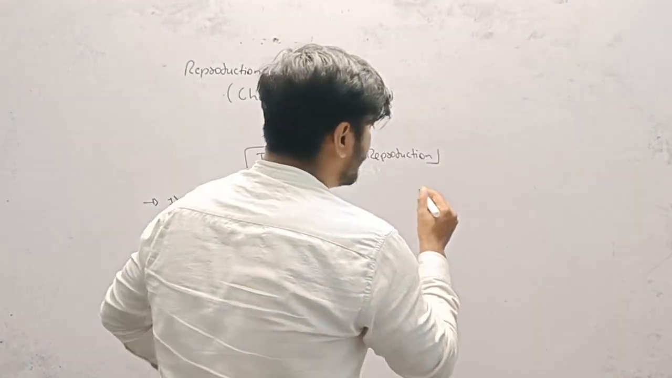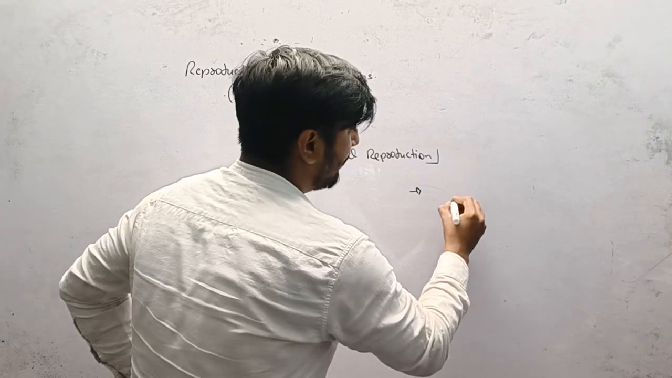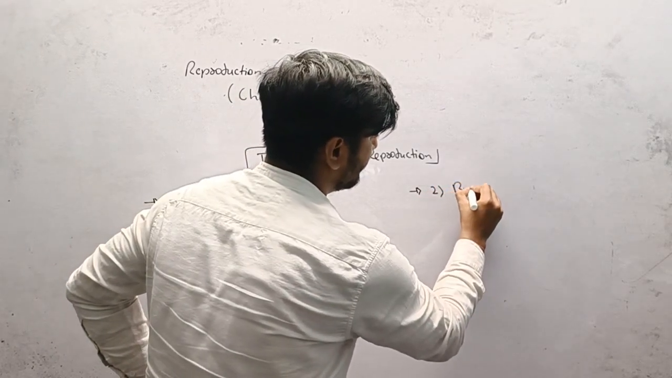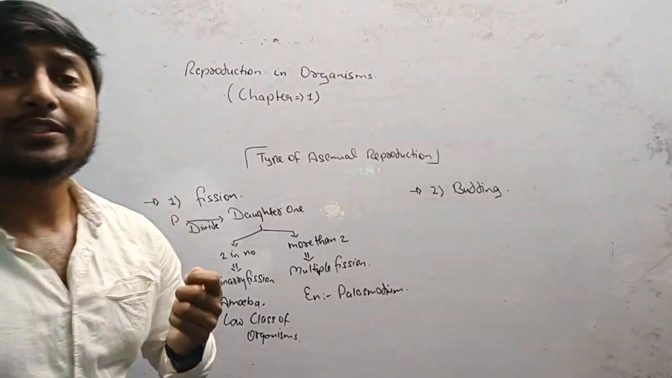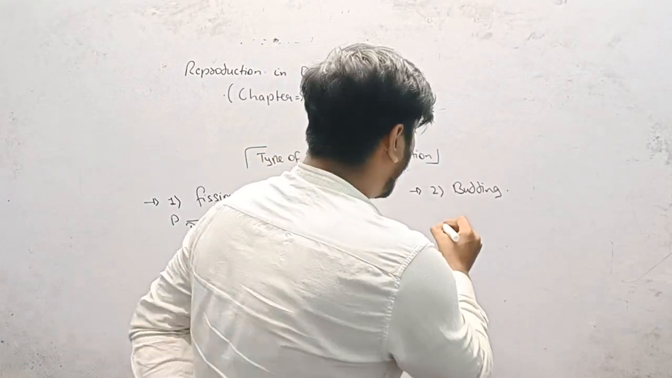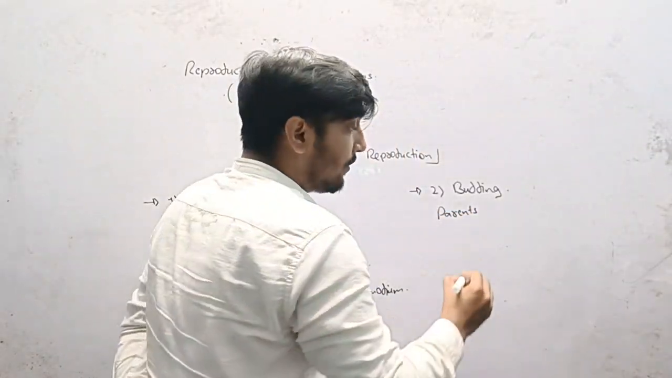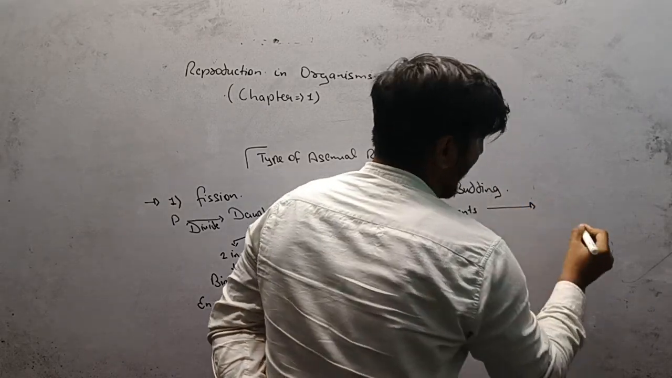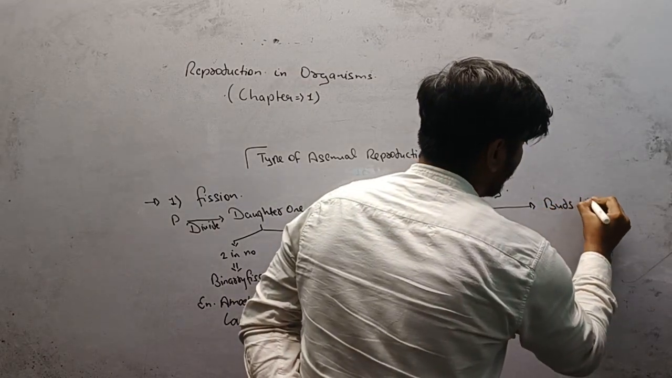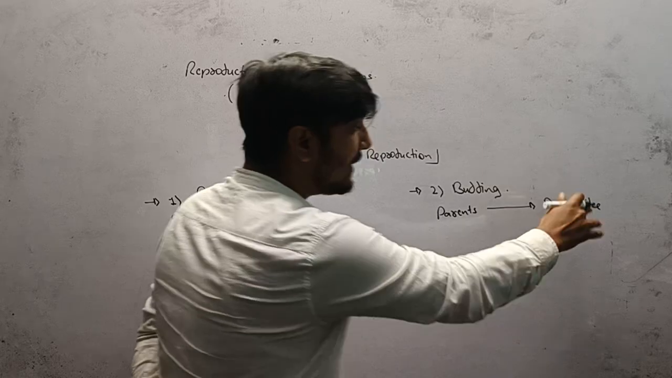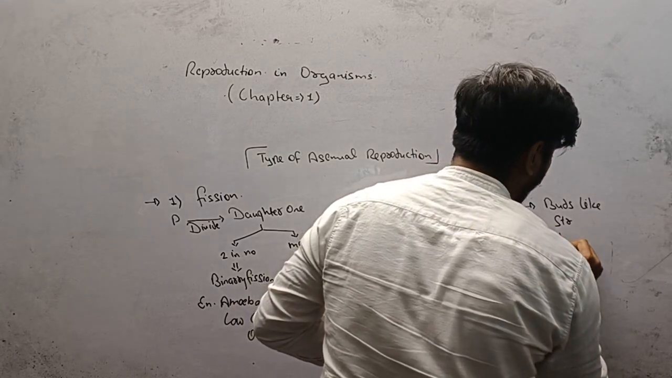The second term used during asexual reproduction is budding. In this process of budding, the parent organism produces a bud-like structure, and this bud-like structure gives rise to a daughter, right? This bud-like structure gives rise to a daughter.